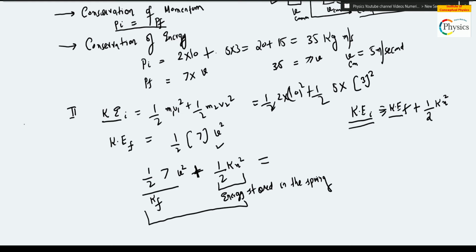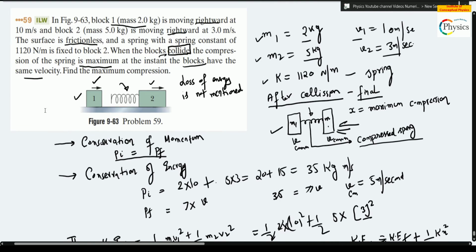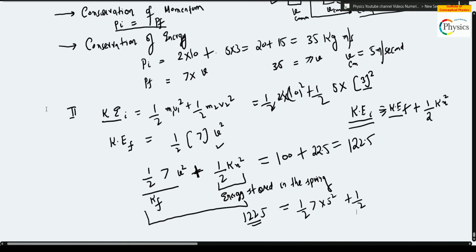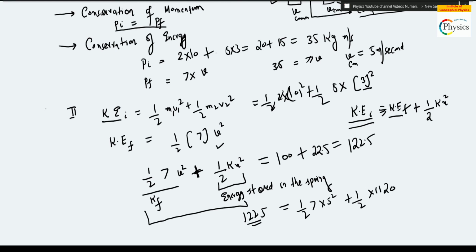So we can write this as half 2, this is 100 joules, plus this is 3 squared, 945. So 45 divided by 2 is 22.5, is equal to 122.5. So 122.5 is the initial energy, and it goes in the form of half 7, 5 square plus half k, which is the, k is given to be 1120. You can put it here, 1120 x squared. You have to find x, the maximum compression. That's your aim, right? So let's continue to solve this.